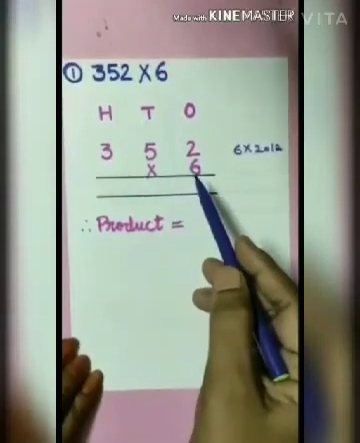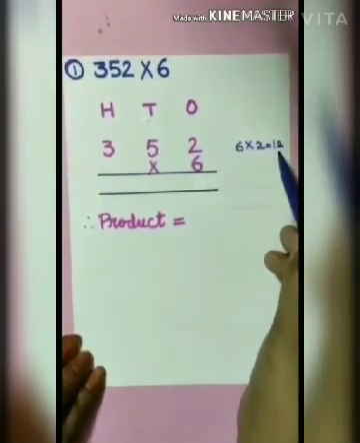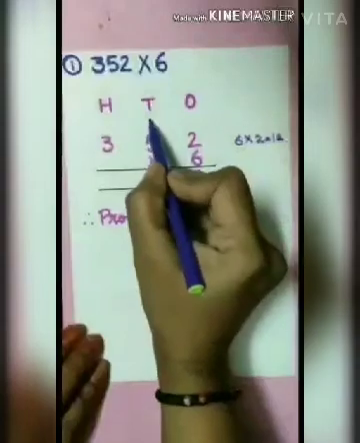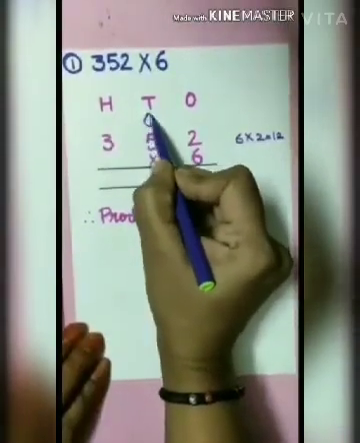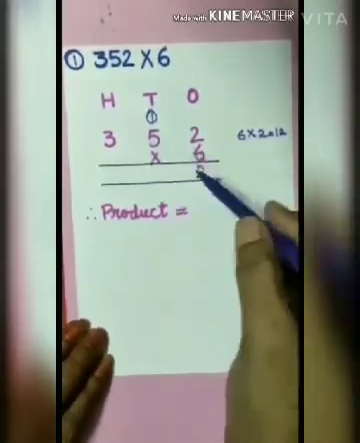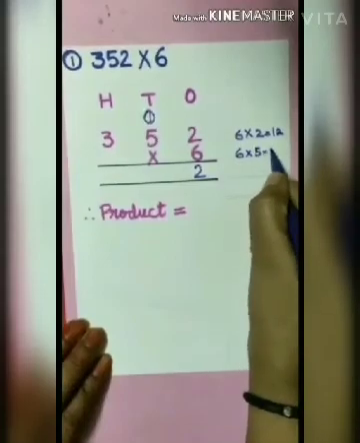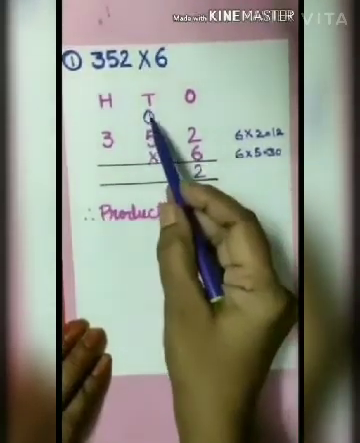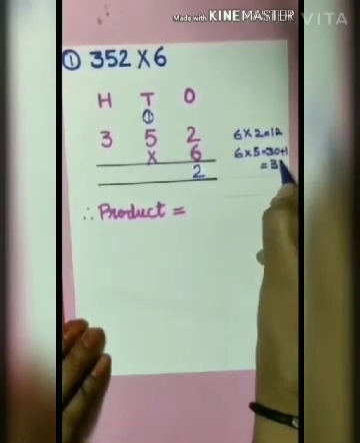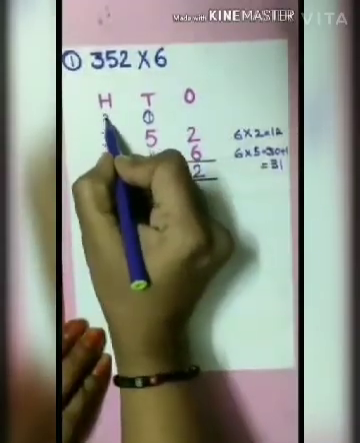Always start multiplication from ones column. 6 into 2 is equal to 12. Write 2 in ones column, 1 carry in tens column. Now multiply the digit in the tens column. 6 5s are 30, plus carried over 1, 30 plus 1 is equal to 31. Write 1 in tens column, 3 carry in hundreds column.